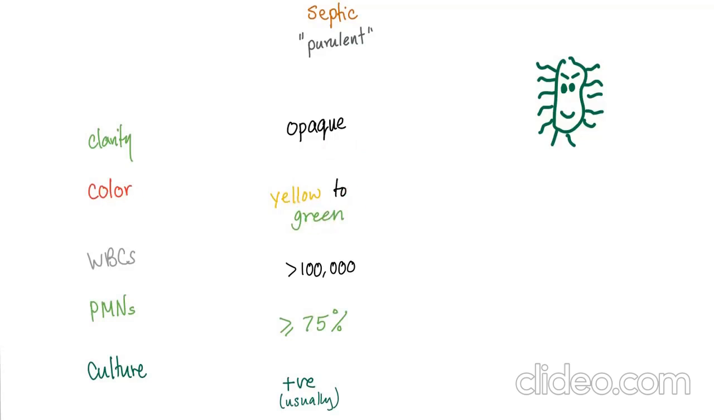Color, yellow to green. What's the normal? Colorless or straw-colored. White blood cells more than 100,000, which is huge, which is abnormal. The normal is less than 200. PMNs, more than 75% of the white blood cell count. This is crazy. Culture is positive, usually. Why positive? Because there is a bacteria.